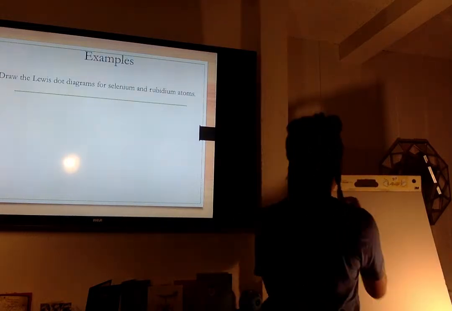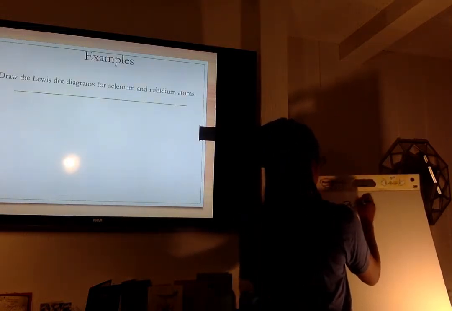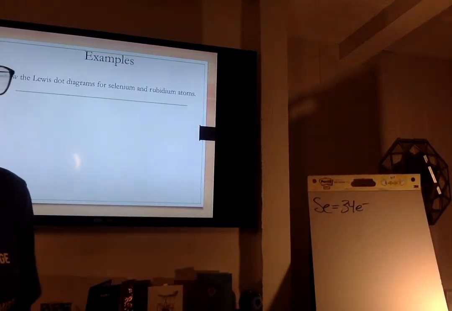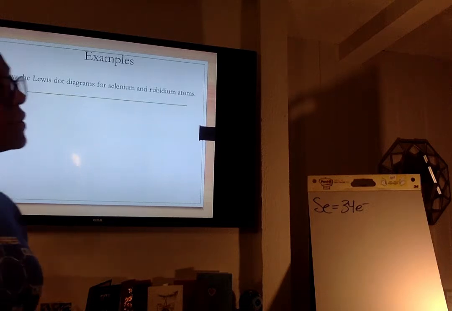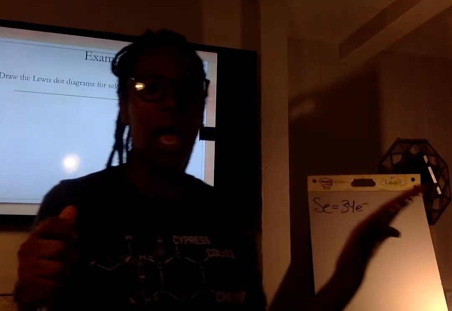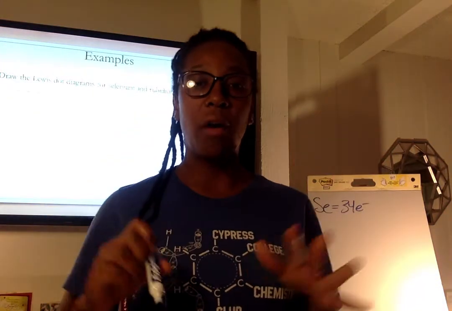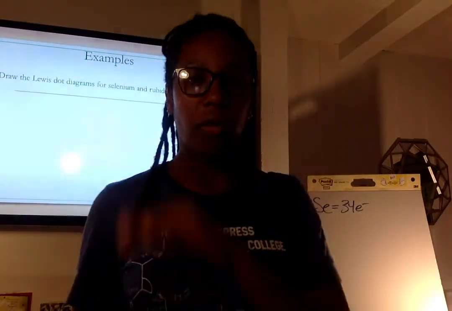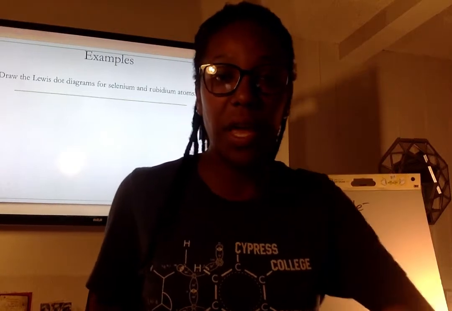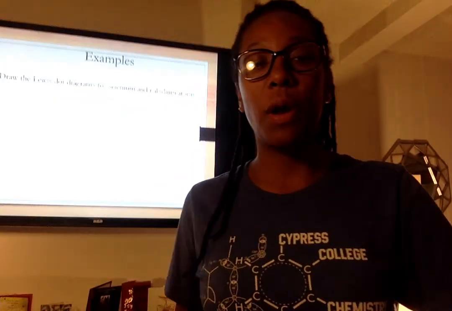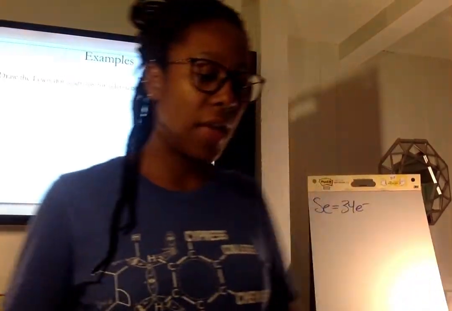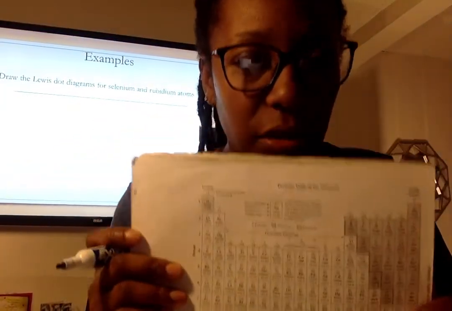So Se has 34 electrons. All right, let's start with that. The first thing you want to do when writing out these Lewis dot structures is ask yourself, what am I doing? I'm trying to figure out how many valence electrons there are so that I can put the correct number of dots around this structure. How do I figure that out? I have to figure out the electron configuration of this element. So for Se 34, remember how to do the electron configuration.